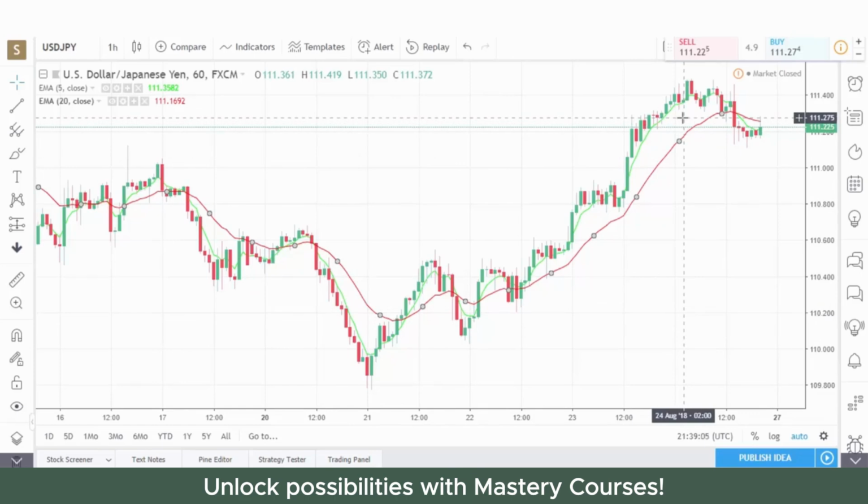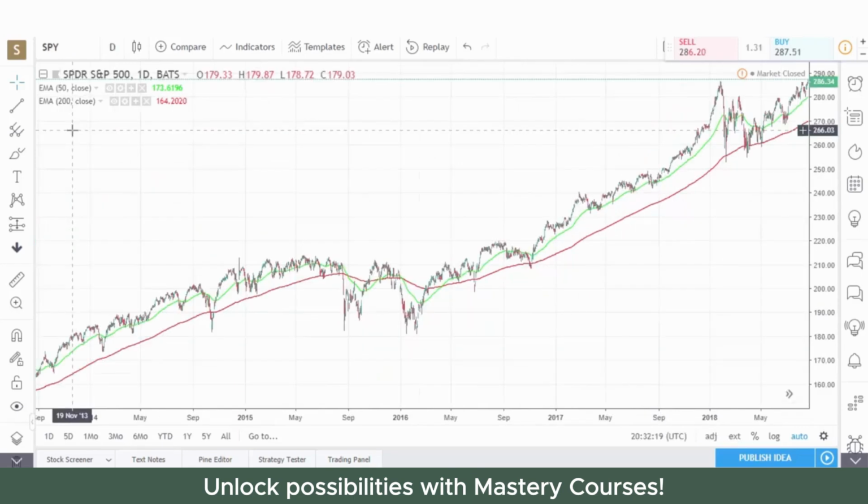And now let's take a look at an EMA pair on a daily chart for a stock. Let's take a look at a daily EMA for the S&P 500. This is a 50 and 200 day EMA, which is fairly common for identifying long-term trends in markets and stocks.